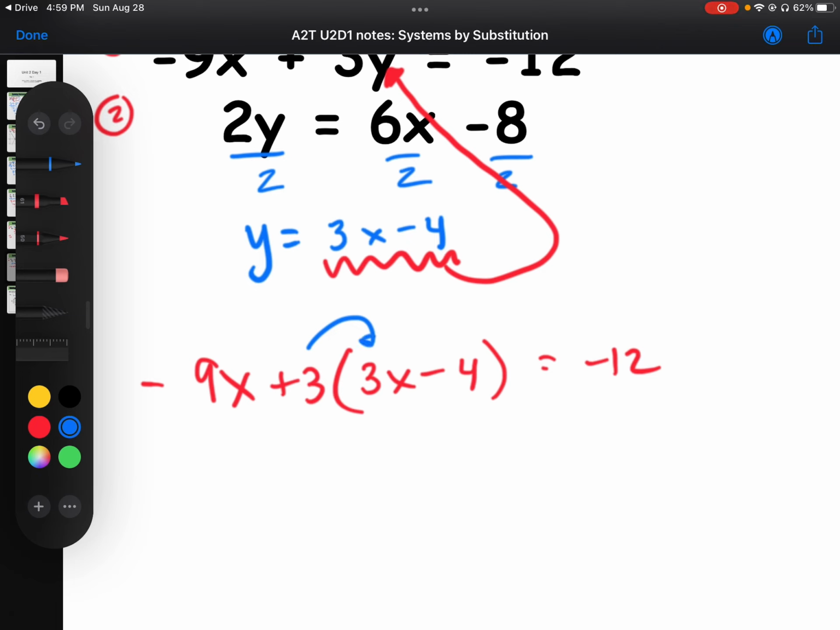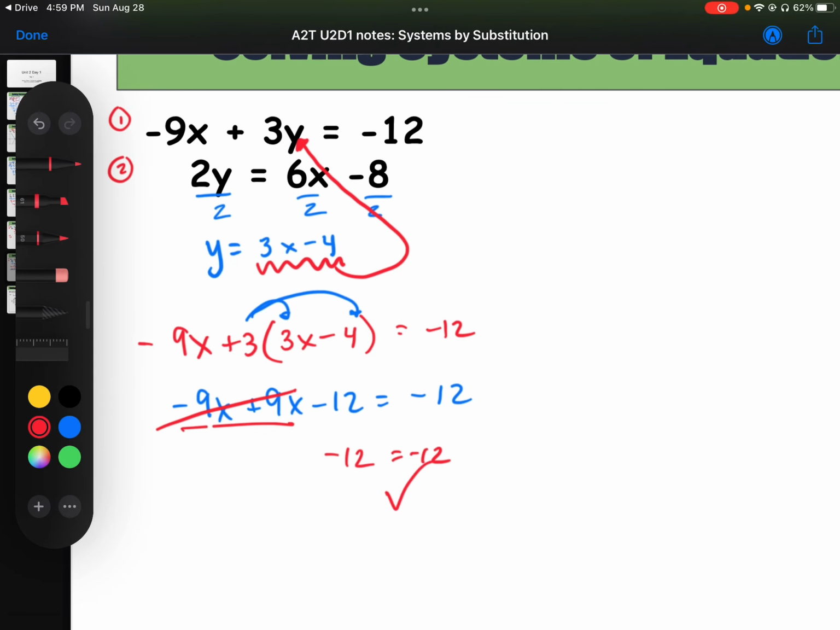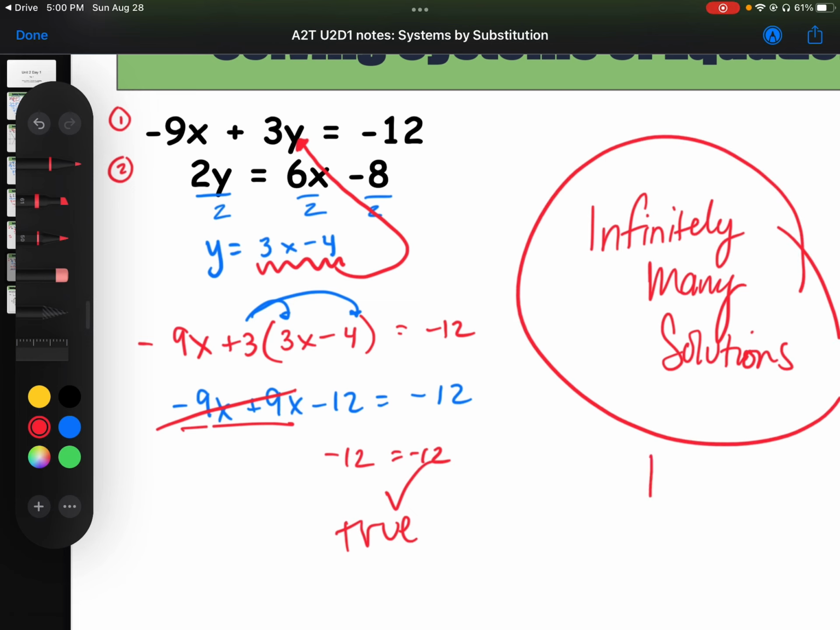Distribute 3. So I have negative 9x plus 9x. 3 times negative 4 is negative 12, equals negative 12. Negative 9x plus 9x cancel each other out, so I get negative 12 equals negative 12. This is a true statement. That means this is infinitely many solutions. I can write all real numbers. I can write the infinity symbol.